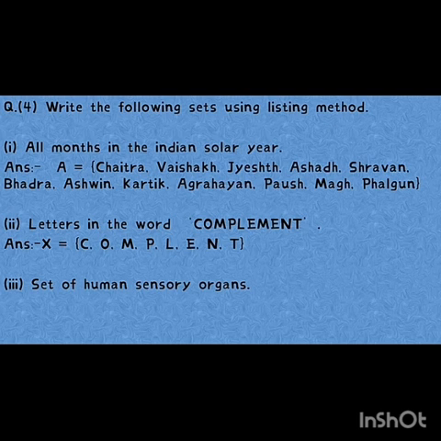Question number 3, set of human sensory organs. We already know what sensory organs are, that we have to write here. So answer will be, Y is equal to, in curly bracket, nose, ears, eyes, tongue, skin, curly bracket completed. Like this we will write.